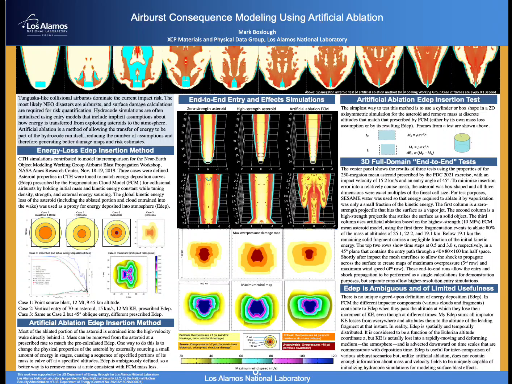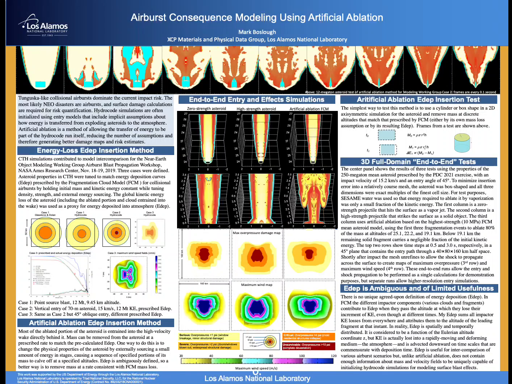EDEP is ambiguously defined, so a better way is to remove mass at a rate consistent with the fragment cloud model, or FCM, mass loss. I tested this method with CTH in an axisymmetric simulation where I inserted a cylindrical asteroid and removed in sequences pieces of mass that vaporized and got entrained into the wake. You can see that in cyan in the sequence of frames in the upper panel.